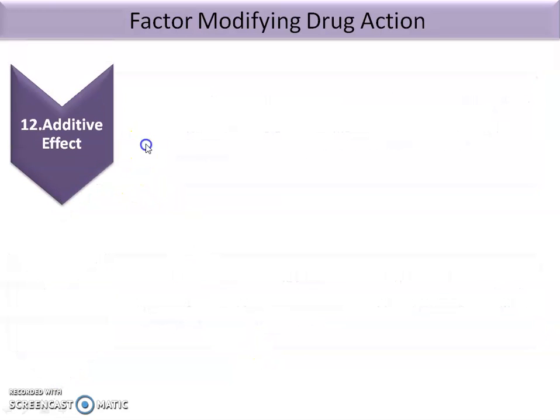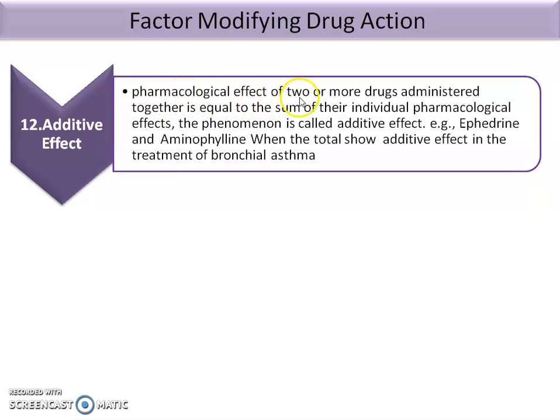Then the next is the additive effect. Additive effect means the pharmacological effect of two or more drugs administered together is equal to the sum of their individual pharmacological effects. This phenomenon is called the additive effect. That means 1 plus 1 gives 2. Example of it: ephedrine and aminophylline show the additive effect in the treatment of bronchial asthma. That means two drugs taken together give their whole pharmacological effect.